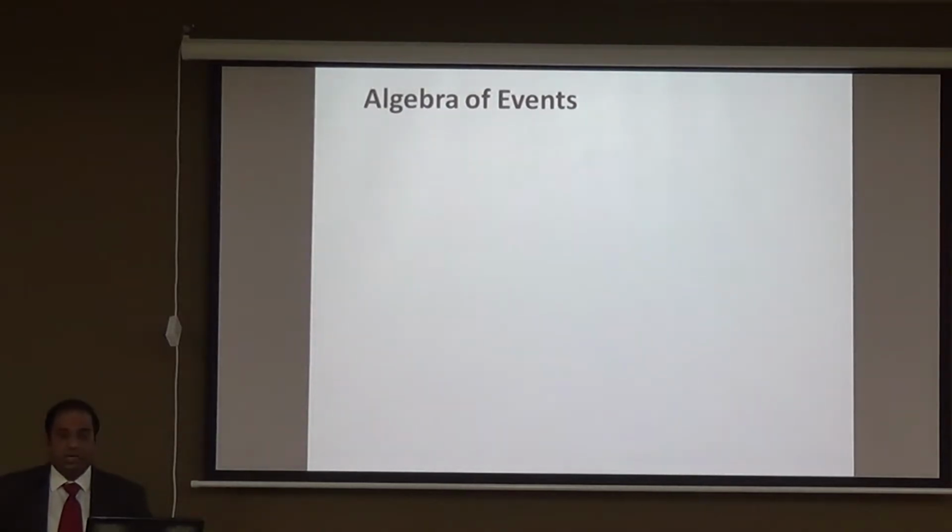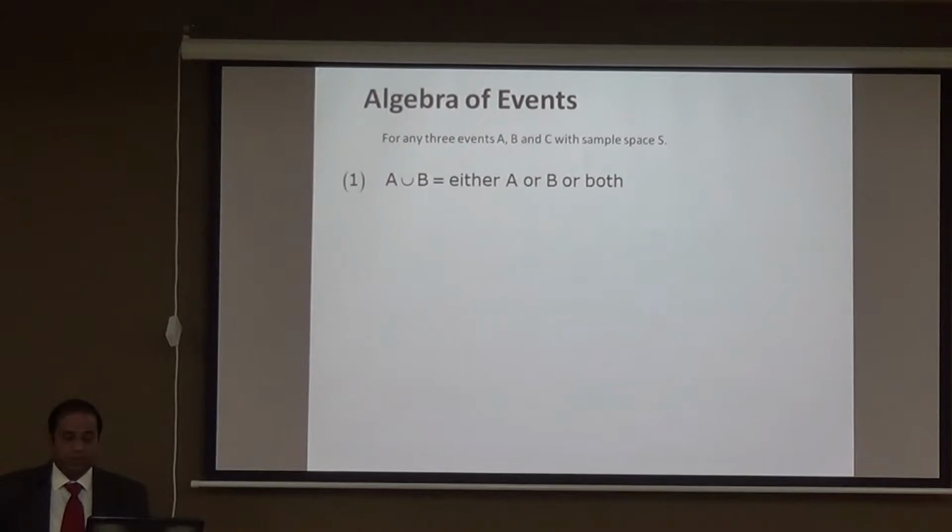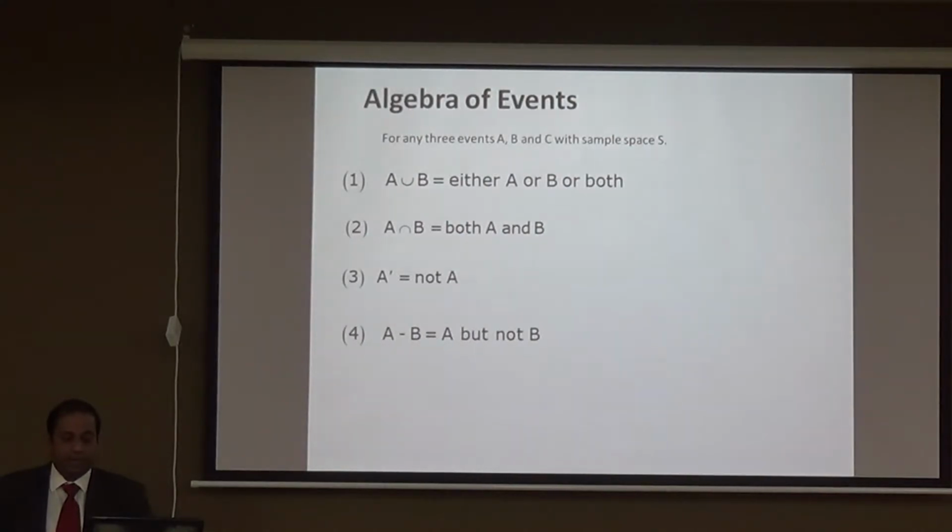Now we come to the algebra of events. For any three events A, B and C with sample space S, the first one is A union B. That is, either A or B or both can happen. The next is A intersection B, when both A and B are possible. The third is when the event is not happening, not A, that is represented by A complement. And A minus B can be represented as A but not B.